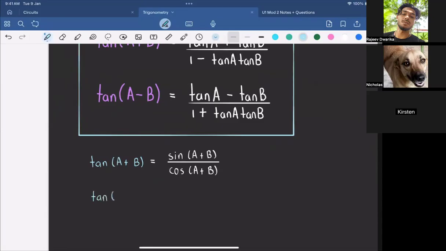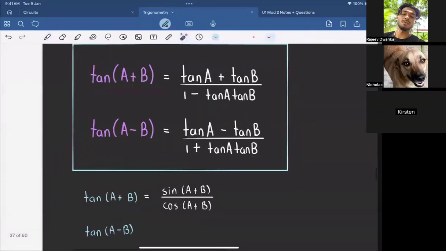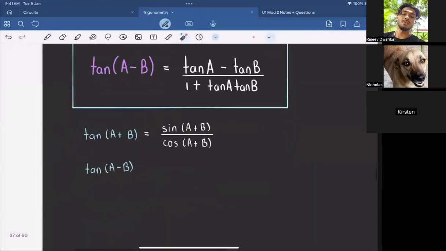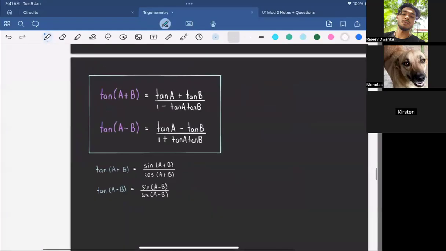And tan A minus B is the same idea. I'm most likely going to forget this in the exam, but you most likely wouldn't. Sine and cos are easy to remember. Plus, they just give you sine and cos in the exam, so it's best to just work with sine and cos, honestly. Yeah, so you have to copy that down.